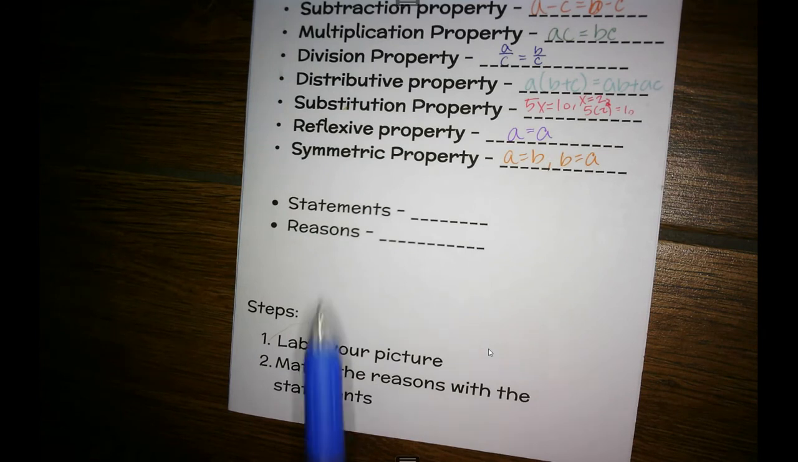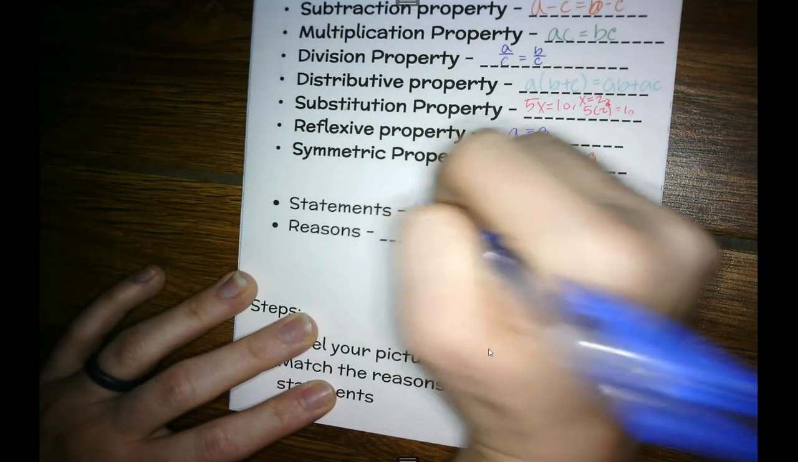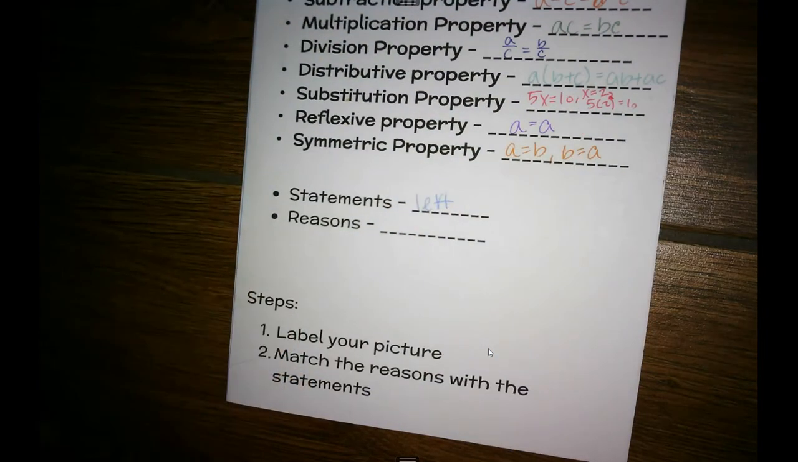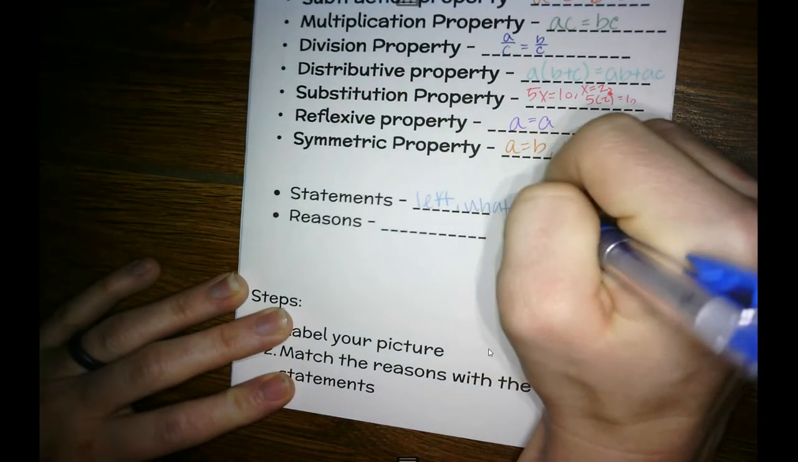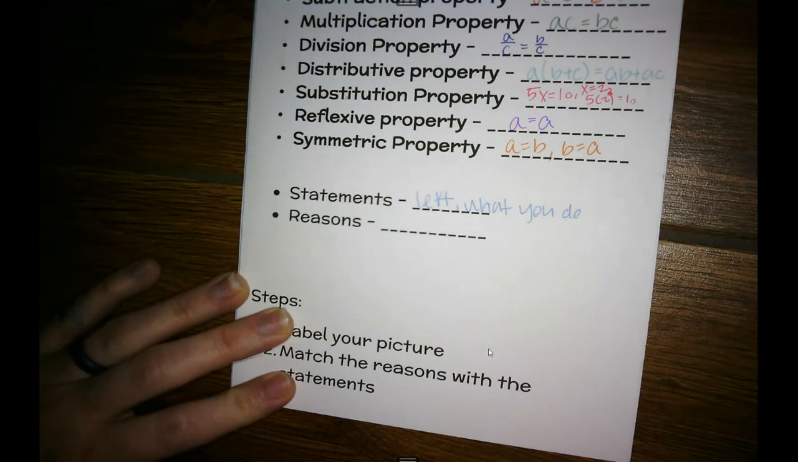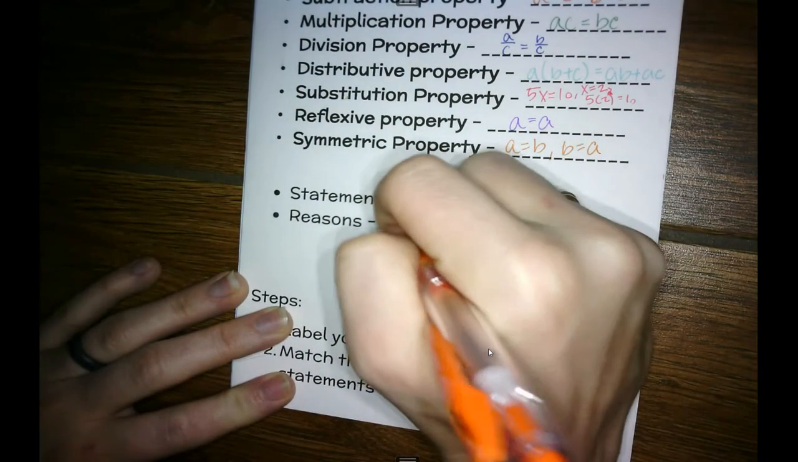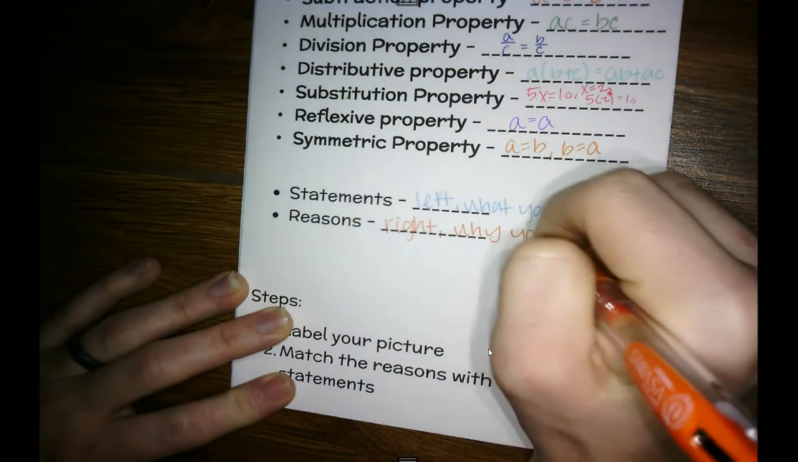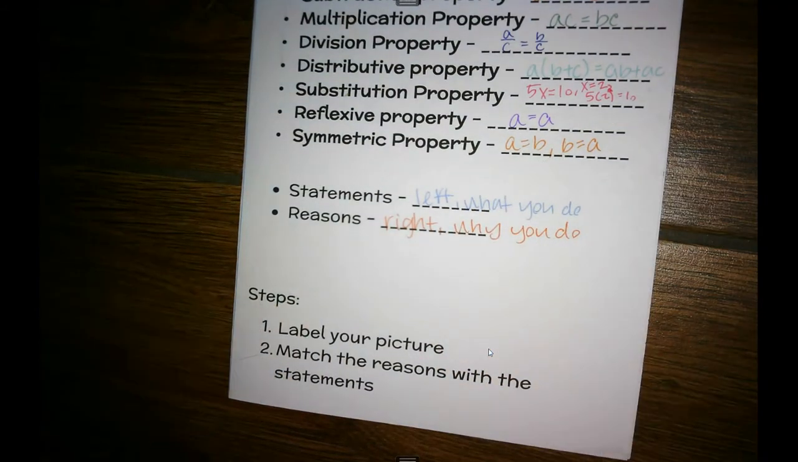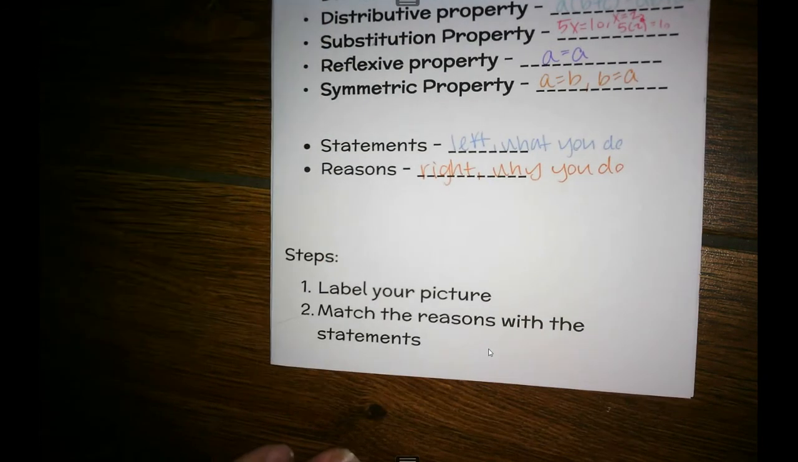So our statements, remember, go on the left-hand side, and they're kind of what you do. And then our reasons go on the right-hand side, and they're why. Why you do what you do. So I have some steps down here. When you're looking at these proofs, we want to label your picture and match the reasons with the statements.